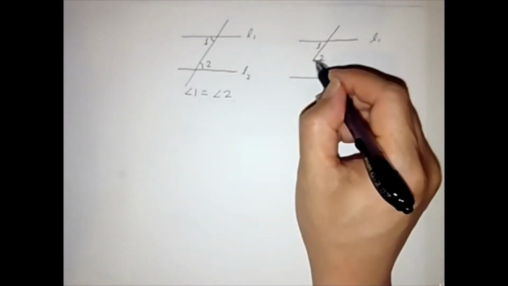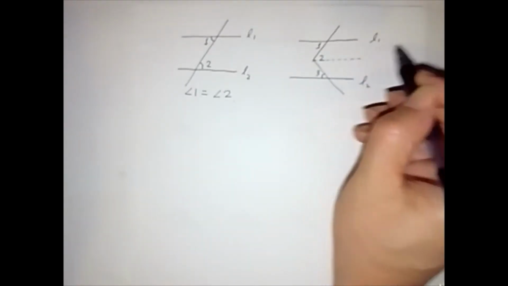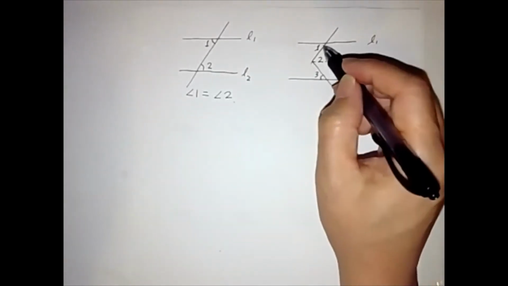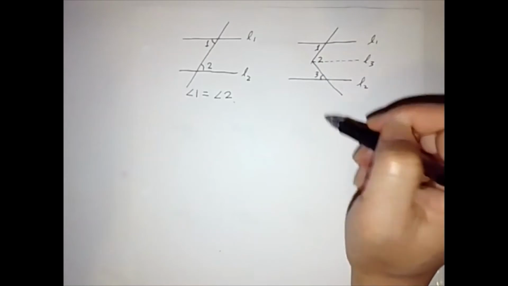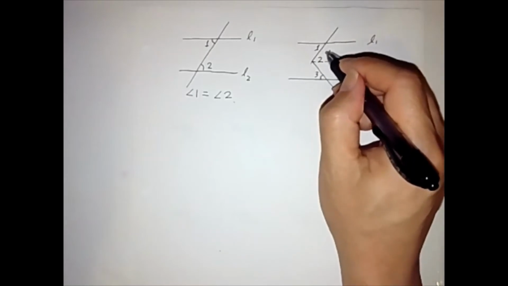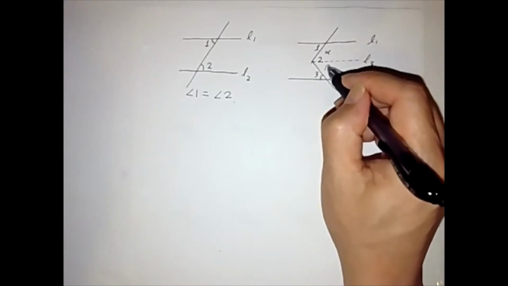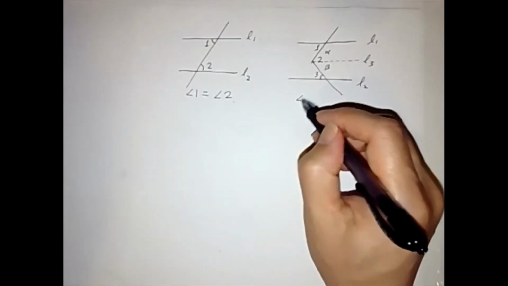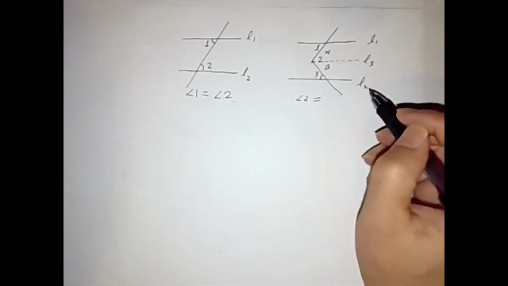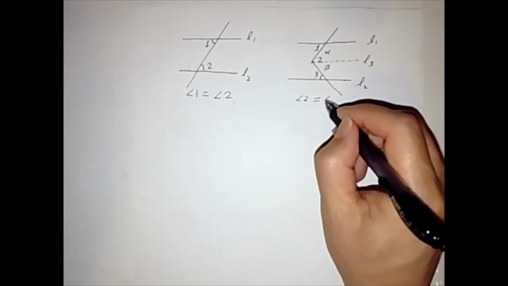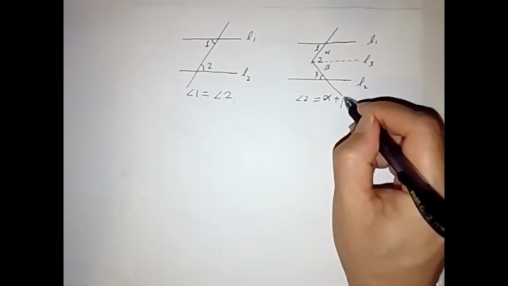We introduce another parallel line called L3. Then angle 2 is separated into two parts. I define one as alpha, the other part as beta. So angle 2 is equal to alpha plus beta.